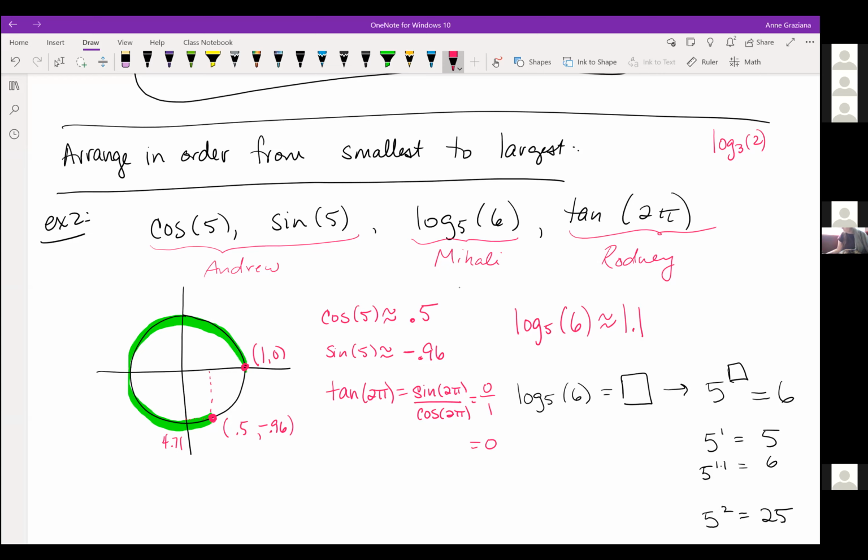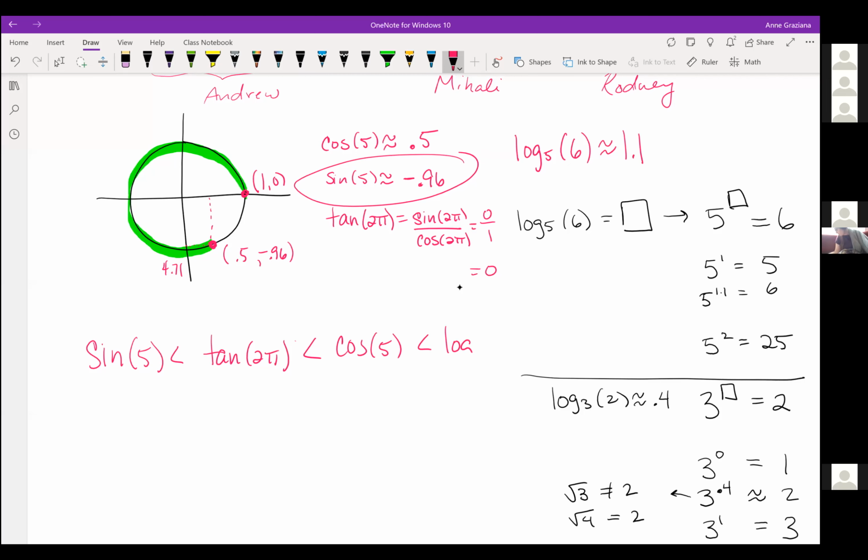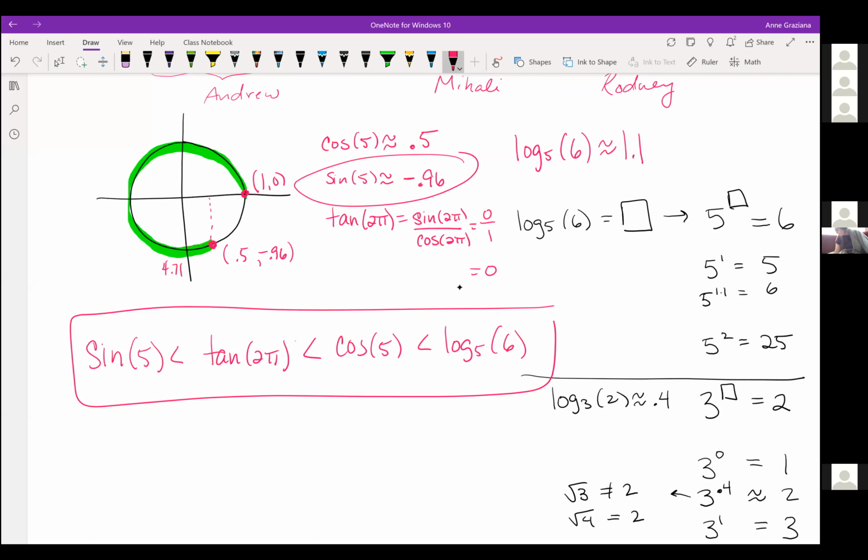Okay, so now we have all our approximations, and we can put them in order. What's the smallest one? This one, right? Sine of 5. What would come next? Tangent 2 pi. Yes, very good. And then cosine of 5, and then log base 5 of 6. Now, do not do this.